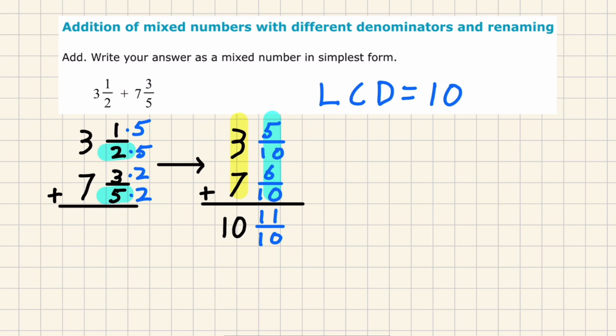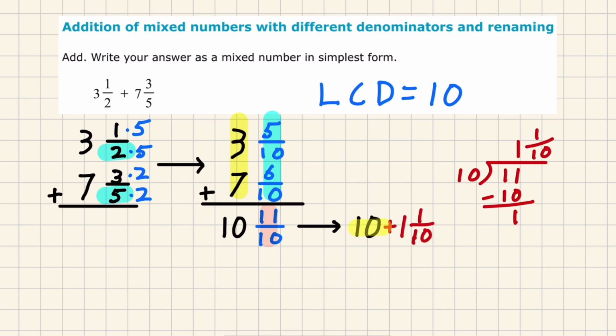However, this mixed number has an improper fraction. So rewriting once again, we have the whole number 10, but the improper fraction, 11 over 10: 10 goes into 11 one time with a remainder of 1, so 1 1/10. From here I can see that I have whole numbers of 10 and 1, giving me 11, and the fraction of 1/10. This is in simplest form, so this would be our final solution.